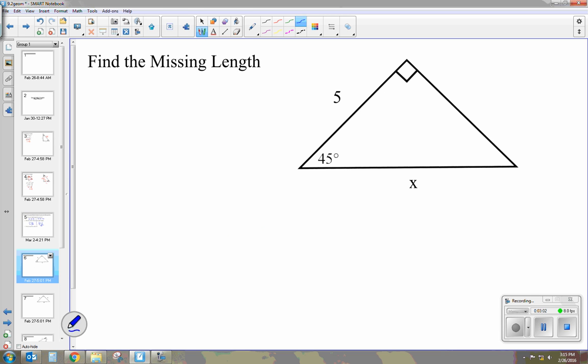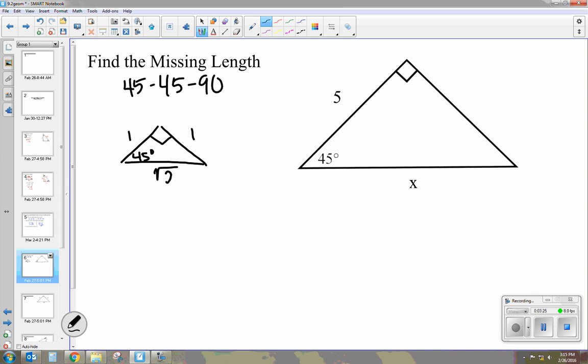So right here we have a 45, 45, 90. And we're going to draw a smaller, identical triangle in the same configuration as we have on the right, except now we're going to label it with our base triangle values. The legs are 1, hypotenuse is square root 2. Okay. Now I'm going to set up a proportion and solve.